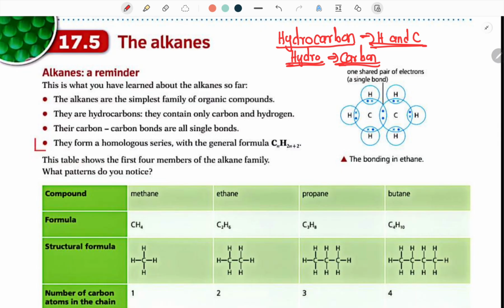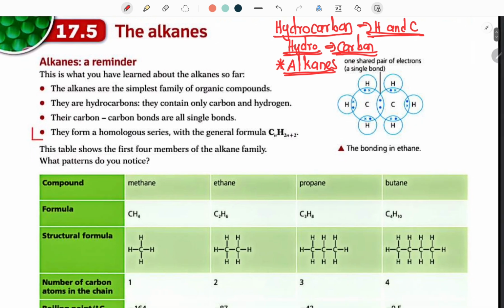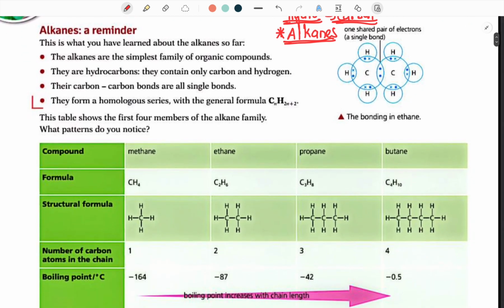Now, under hydrocarbons, that is exactly where you are going to find the alkanes and the alkenes. So alkenes, of course, in our next discussion. Under hydrocarbons, today we shall be discussing alkanes. The alkanes are the simplest family of organic compounds. In other words, whenever you're talking about organic chemistry, the start point should always be from your alkanes.